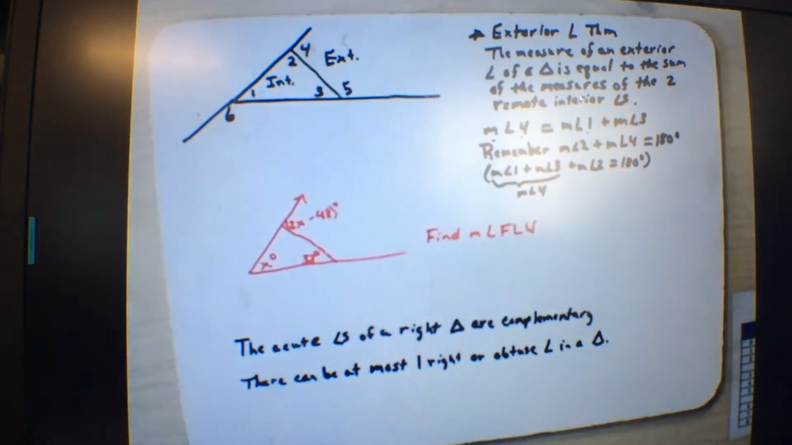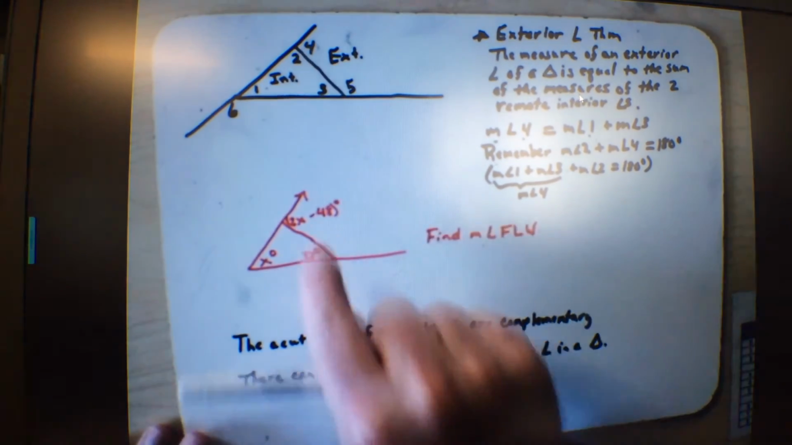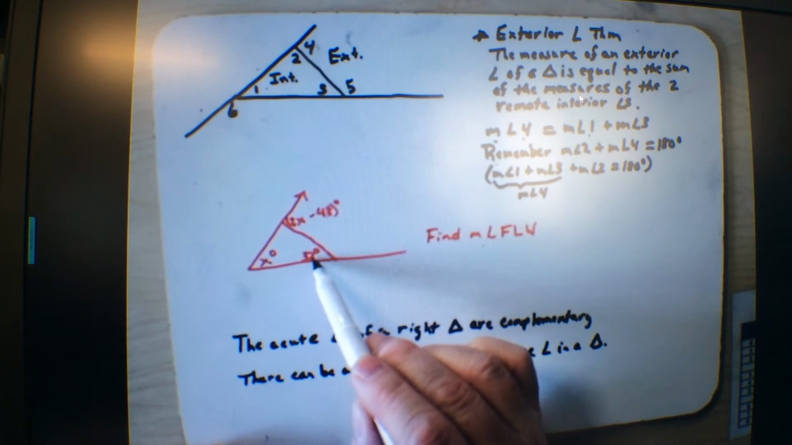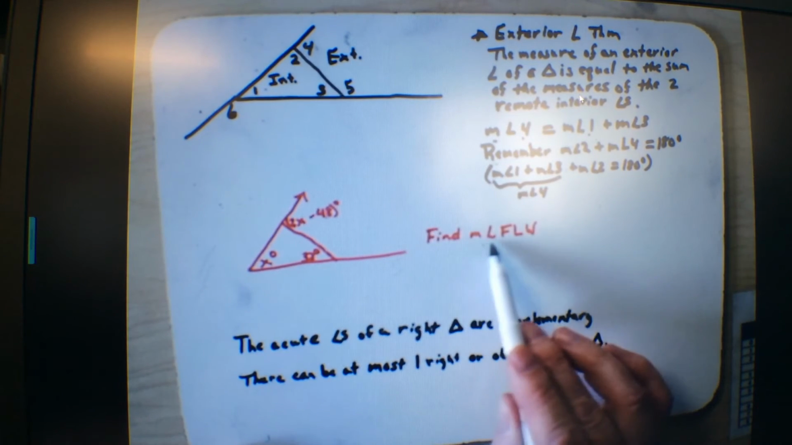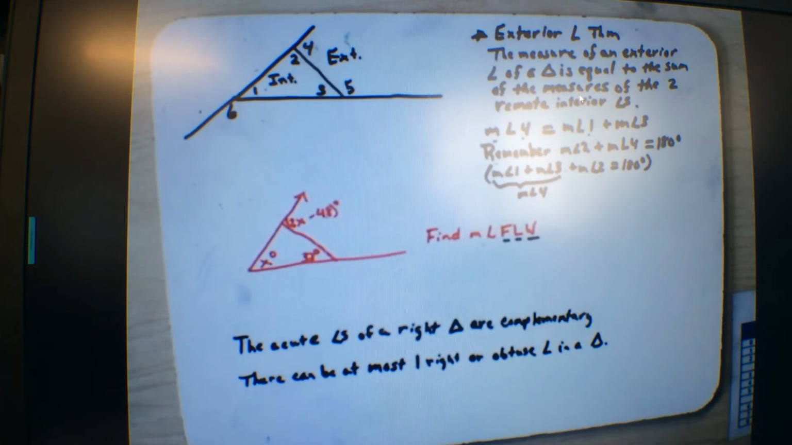Is that 2x minus 48? What's that? Is that 2x minus 48? This is 2x minus 48 degrees, 2x minus 48 degrees. This is 32 degrees, this is x degrees. It says find the measurement of angle FLW. So FLW, oh, I forgot to put my labels in, didn't I? What would you know FLW? I'll show you what FLW is as long as I can find it.